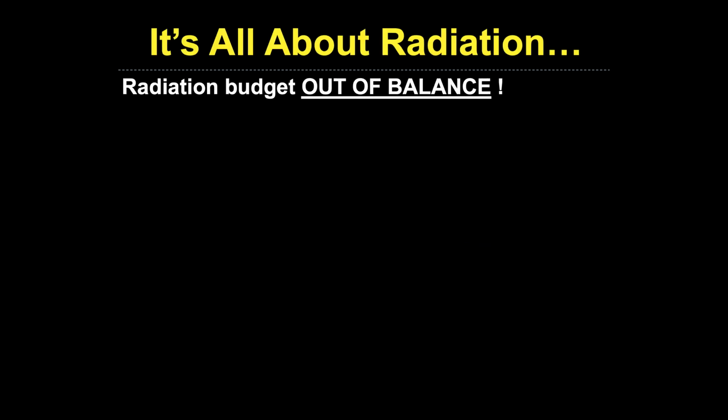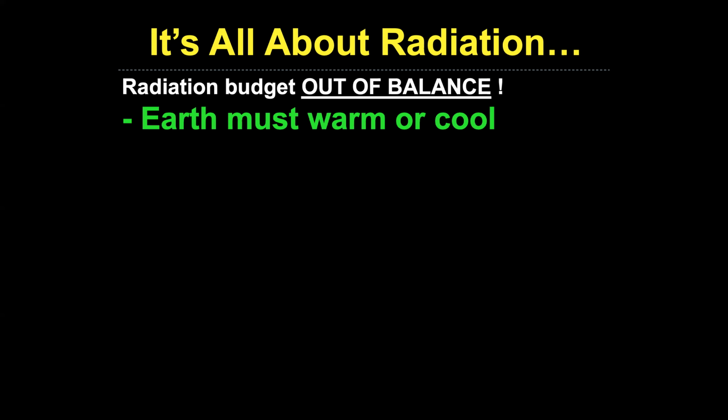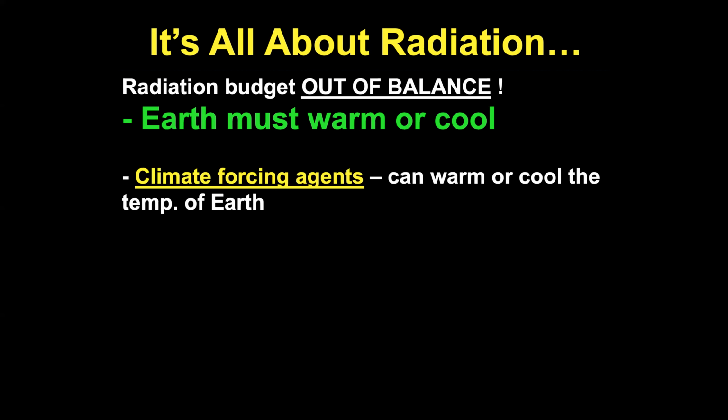All right, let's get going. It's all about radiation, and the radiation being out of balance. That's basically climate change. If your radiation budget is out of balance, it is either in a negative or cooling mode, or in a positive or warming phase. These are the two possible options if it's out of balance. Otherwise, you would remain essentially around the same temperature all the time. So climate forcing agents are the agents that can either cool or warm the temperature of the Earth as a whole when averaged as a globe.